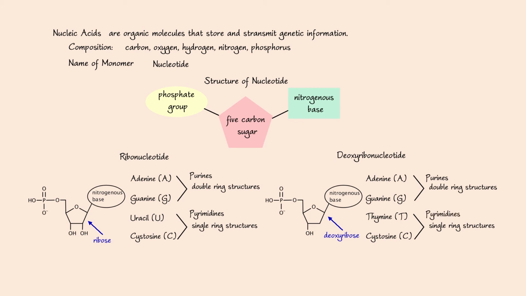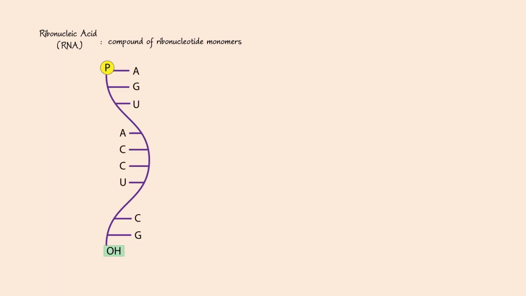Ribonucleotides can be linked by dehydration reactions to form a polynucleotide. Polynucleotides composed of ribonucleotide monomers are called ribonucleic acids, or RNA for short. Notice this RNA molecule has directionality. There is a 5' end with a phosphate group and a 3' end with a hydroxyl group. Although the RNA represented here is single-stranded, RNA can form more complex double-stranded structures. It is out of the scope of this course to discuss complex RNA structures.